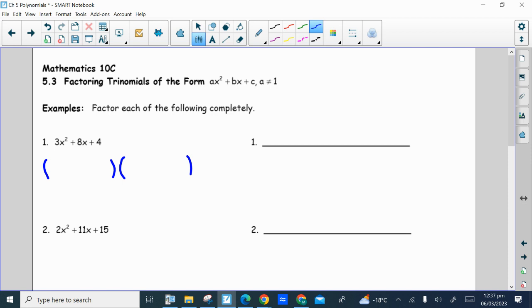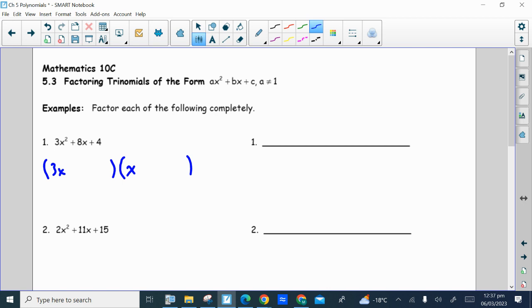And the front terms in these brackets have to multiply together to get 3x squared because that's the first term in the trinomial. Our only option here is one of them has to have a 3x, the other has to be an x. It will not work with a 3x squared in the first bracket and just a 1 in the second bracket. You'll need x's in both brackets so that when you multiply it out, you get what you start with.